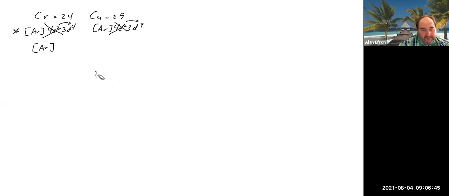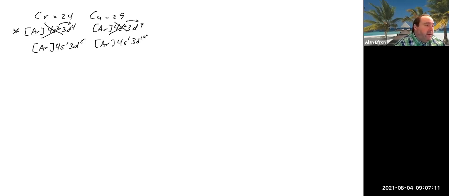4s1 3d5. So essentially what we're doing is filling the d orbital with one electron each, all in the parallel direction, which makes it a little bit more stable. And for copper, it would be argon, also 4s1 3d10.